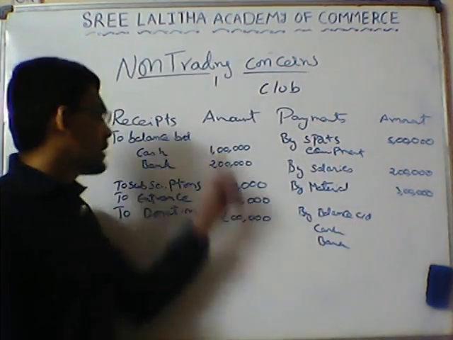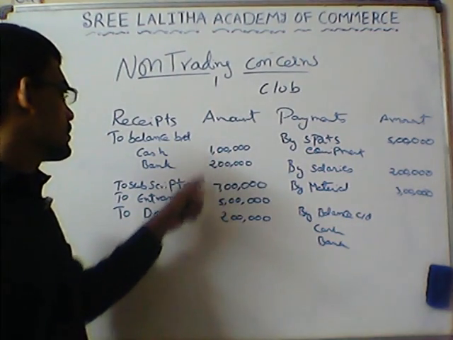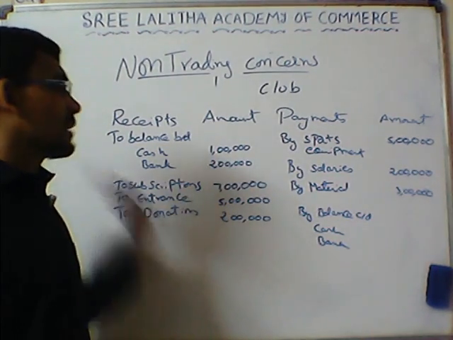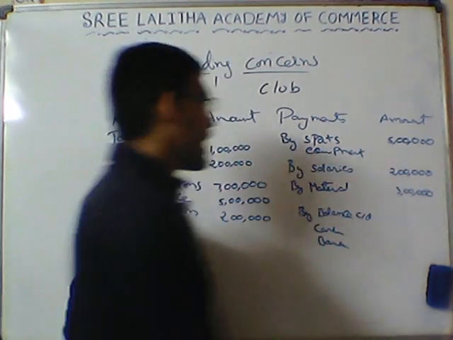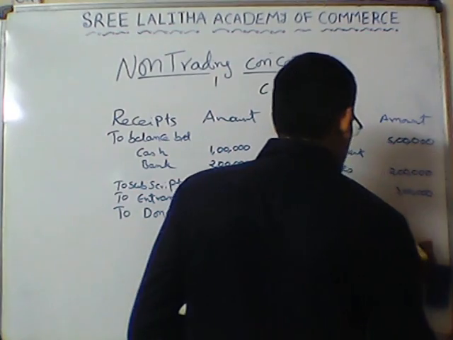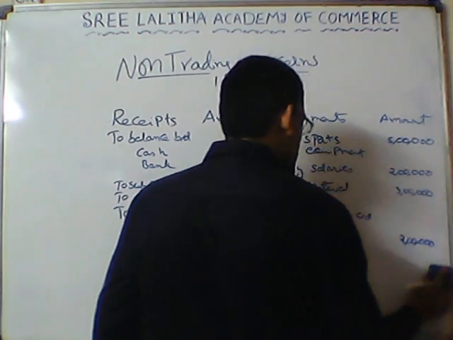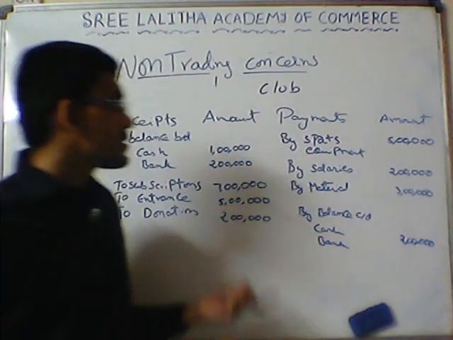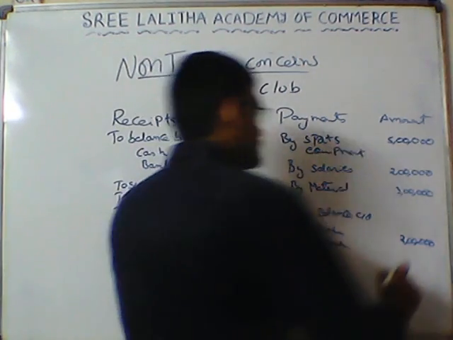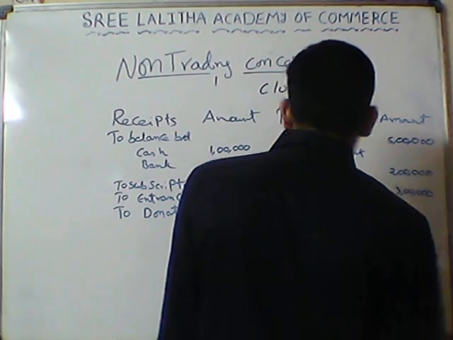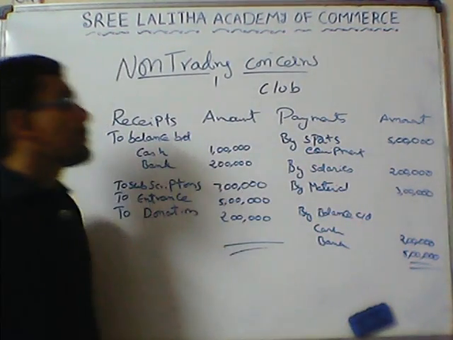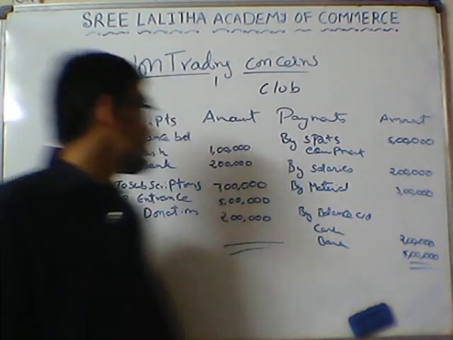Now if I make a total of this, how much? 10, 15, 17 lakhs. 17 lakhs minus 10 lakhs, 7 lakhs. Say you are having a cash balance of 2 lakhs. Then automatically the balancing figure will be the bank, which is 5 lakhs. So this gives a basic pro forma of receipts and payments account.